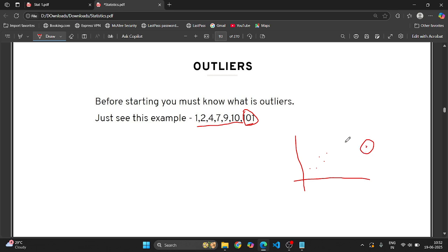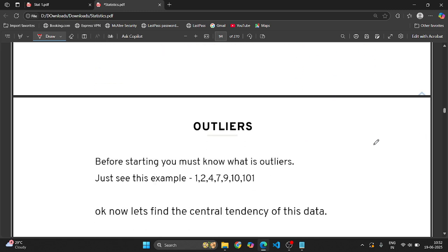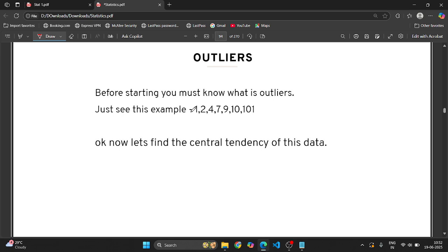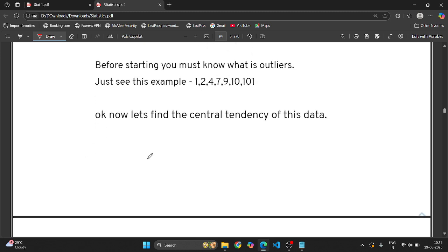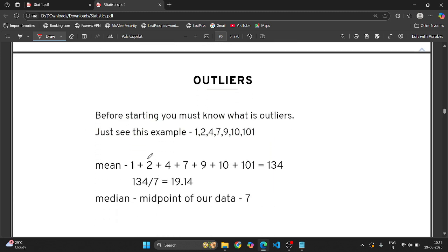Okay, like this is all the data, and this is so much faster, so it's an outlier. Before starting, you must know what an outlier is. So now let's find the central tendency of this data.